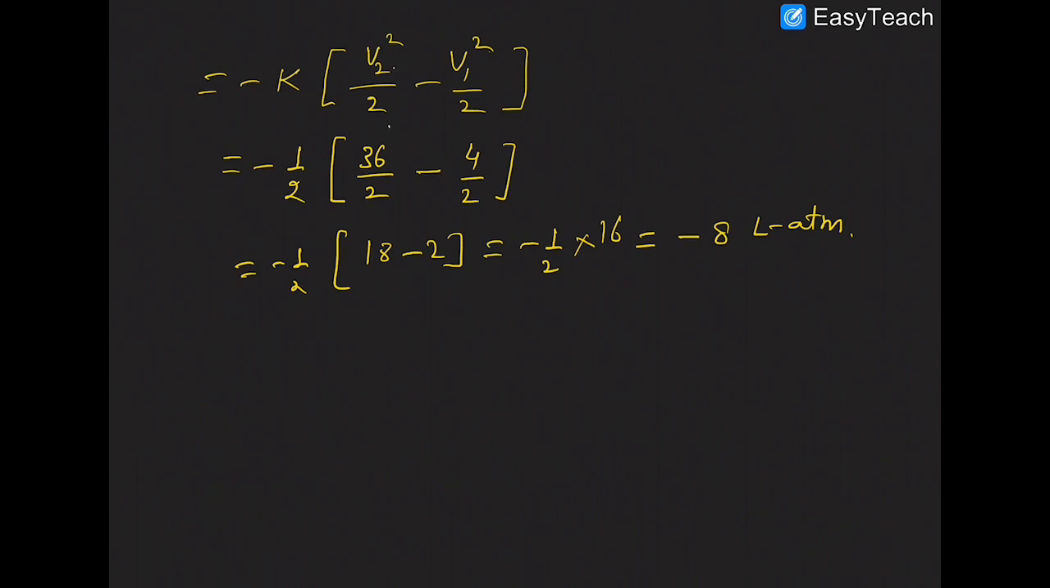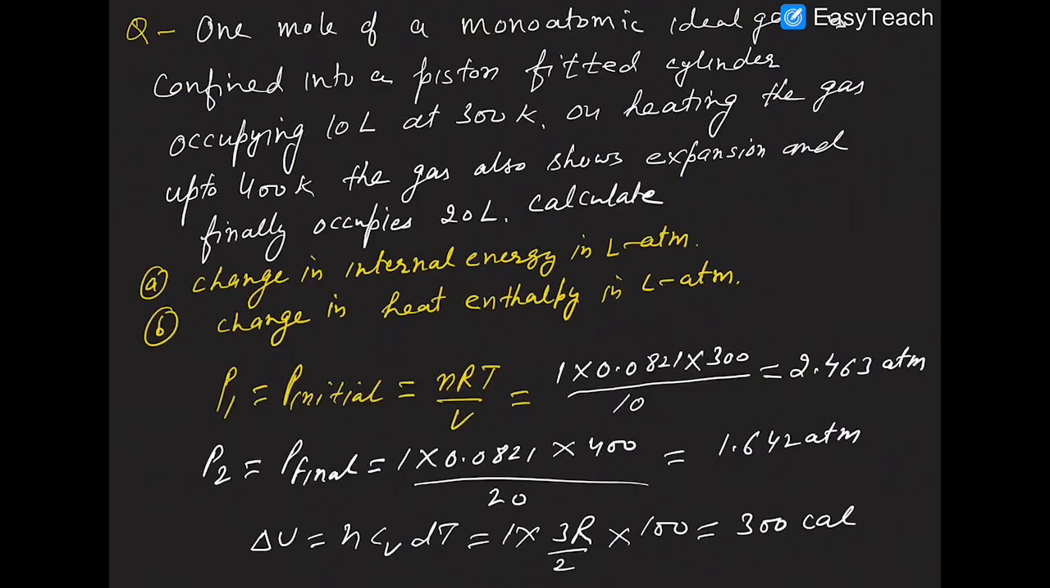The upper limit is V2, sorry, and the lower limit is V1, and the value of V2 is 6. So 6 square becomes 36, and V1 is 2, so 2 square becomes 4. Now it becomes 18 minus 2, that is 16 divided by 2. So the total answer will be minus 8 liter atmosphere. Sure about that? This question is very interesting. You have to be very careful while doing it.